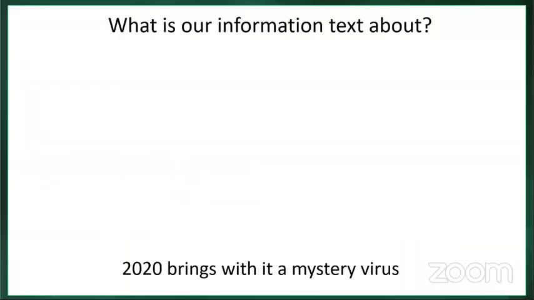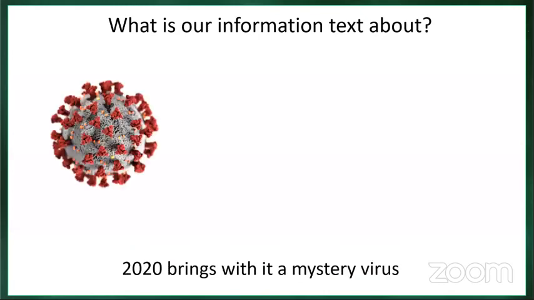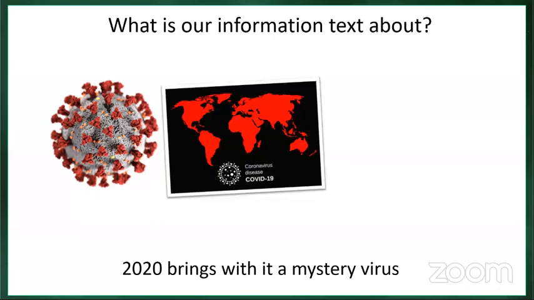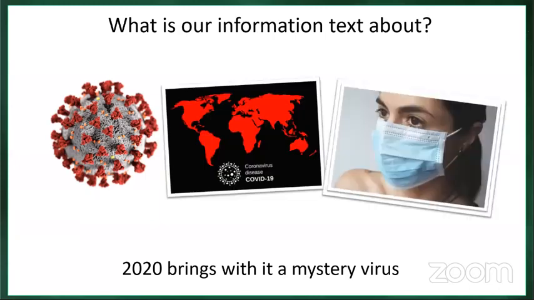I want you to think of a prediction, and I'm going to ask somebody to put up their hands. I've put there the heading, 2020 brings with it a mystery virus. And then I've got a picture. Look at these three pictures. So the first picture, you've probably seen this type of picture so often. It shows what that tiny little virus looks like. And then there's a map. What does the map mean, do you think?